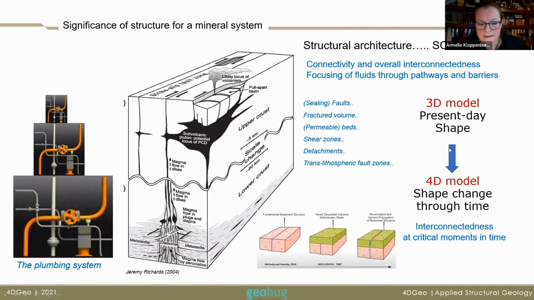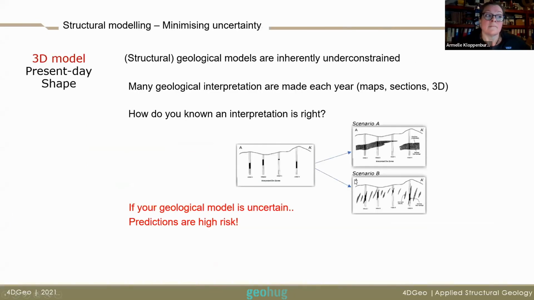So in your structural modeling at any scale, first of all, you want to aim to define the geometry and the connectivity, or the interconnectedness, of all those different objects in 3 dimensions. First of all, their present day shape, but also the evolution of their shape and their connectedness through time, particularly, of course, at the time of mineralization. First things first, though, a good 3D structural geological interpretation.